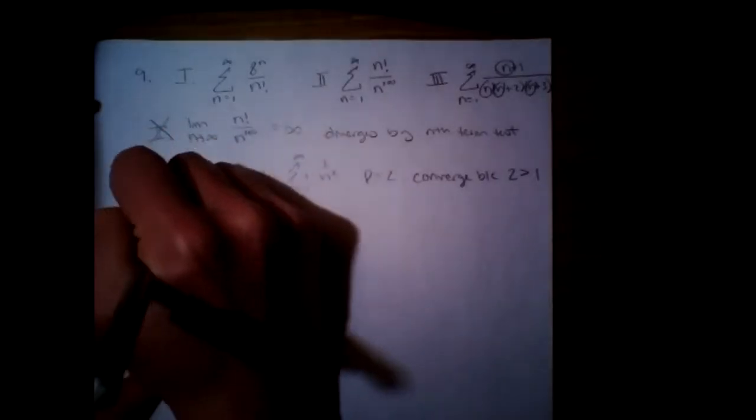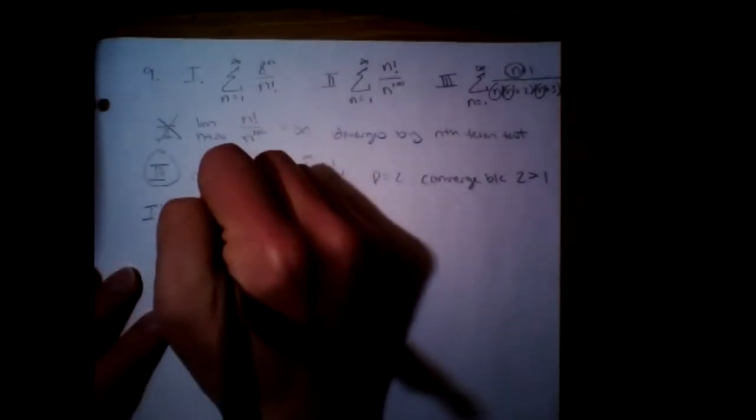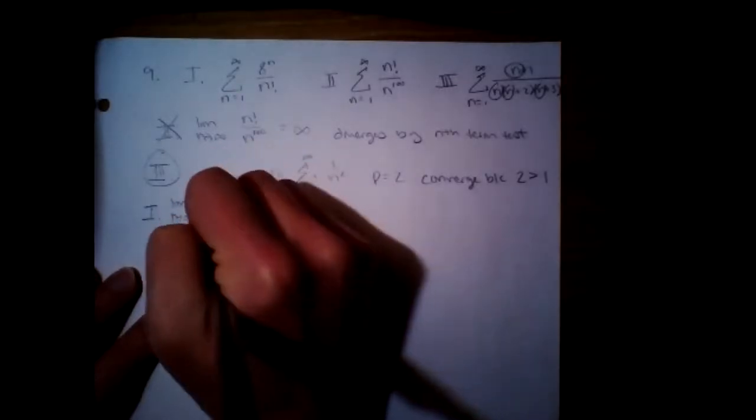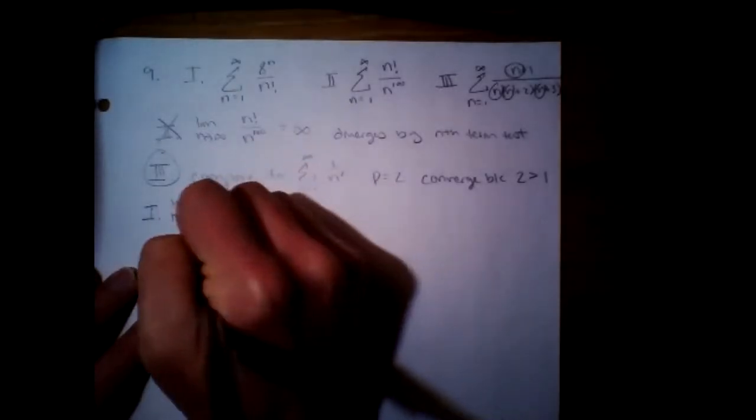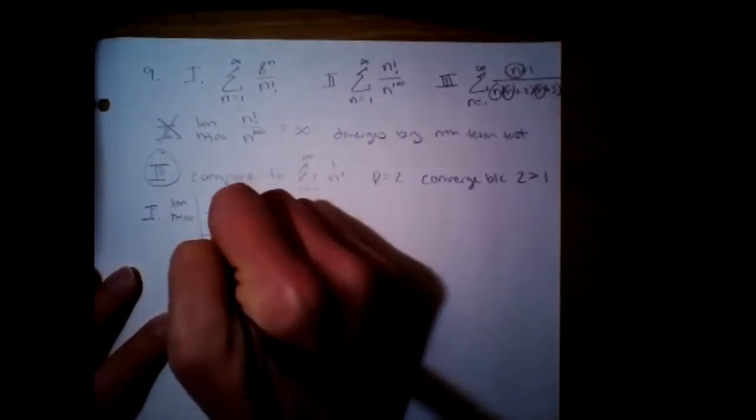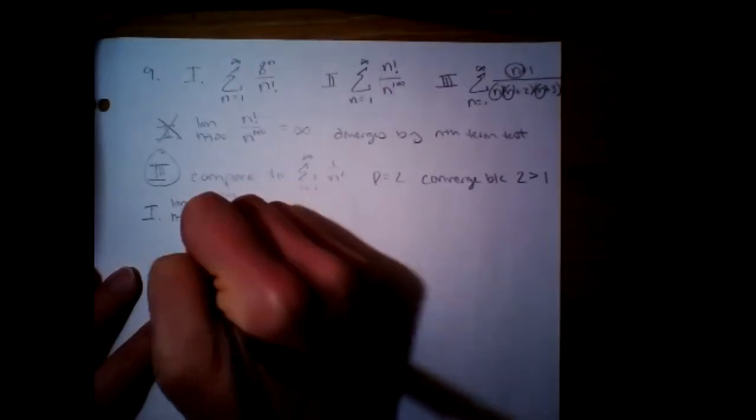The reason that this Roman numeral 1 is going to take a while is because nothing really works for it. It's not geometric. It's not a p-series. There's really nothing we can compare it to. We're going to have to do a ratio test. So it is a limit as n goes to infinity of this gigantic absolute value here, and we're going to plug in n plus 1. So we have 8 to the n plus 1 over n plus 1 factorial over the series itself.